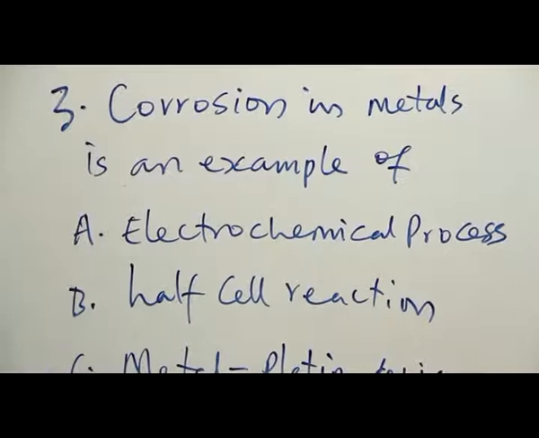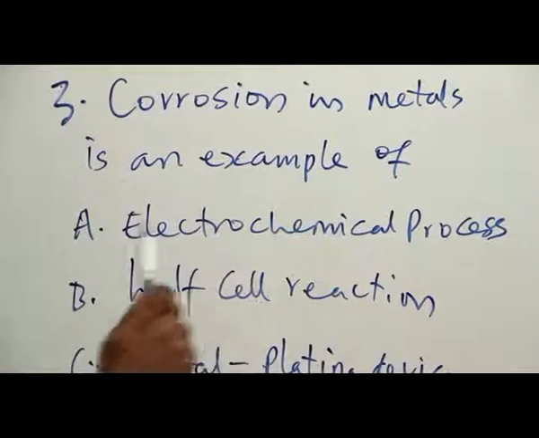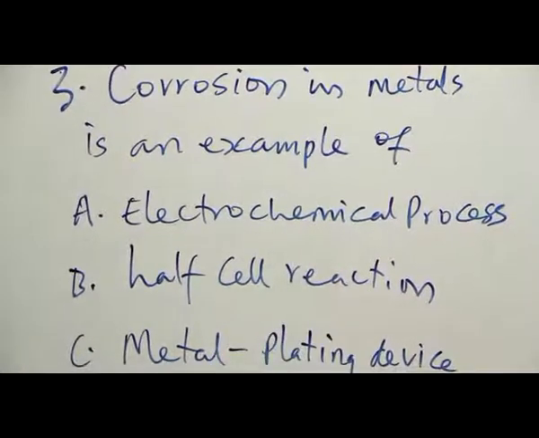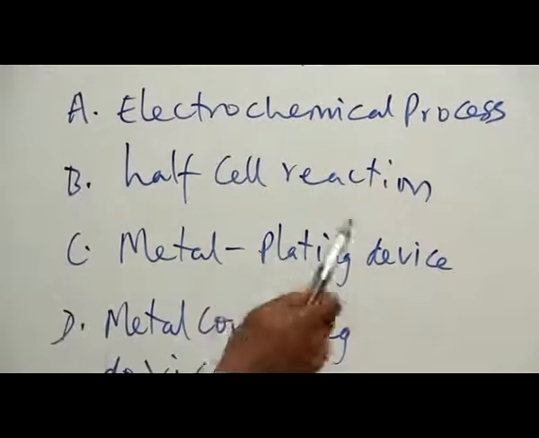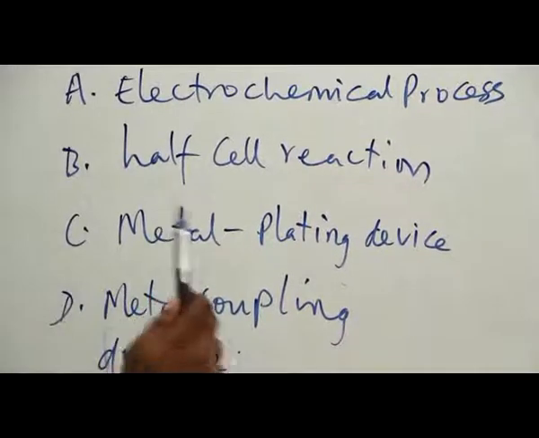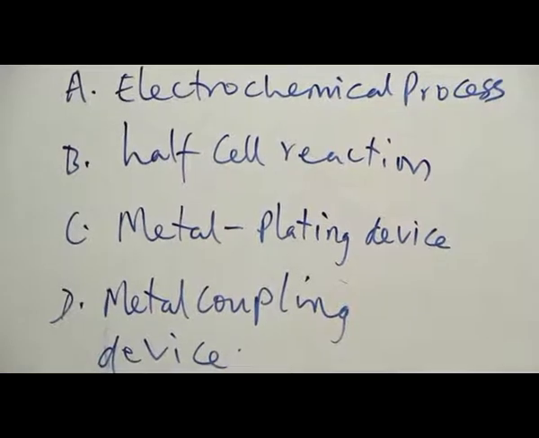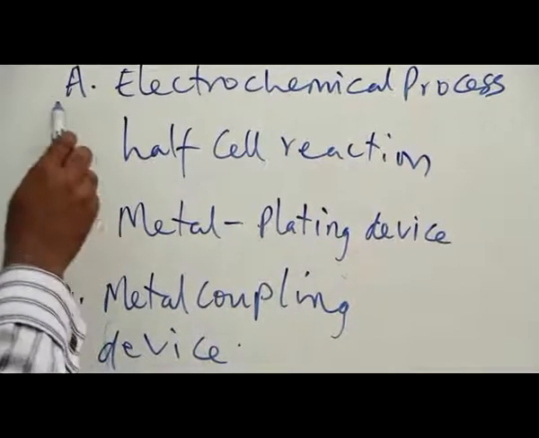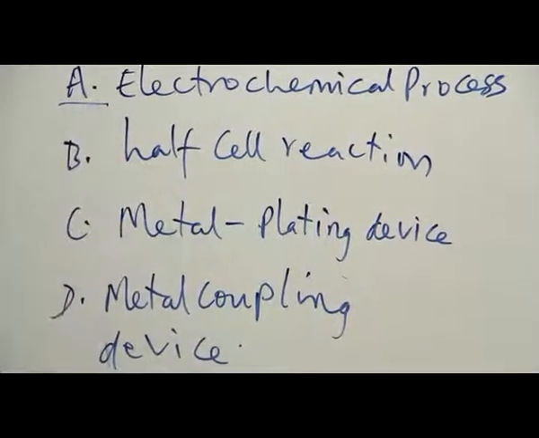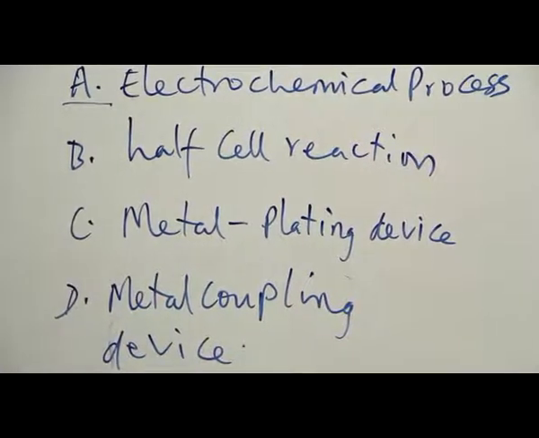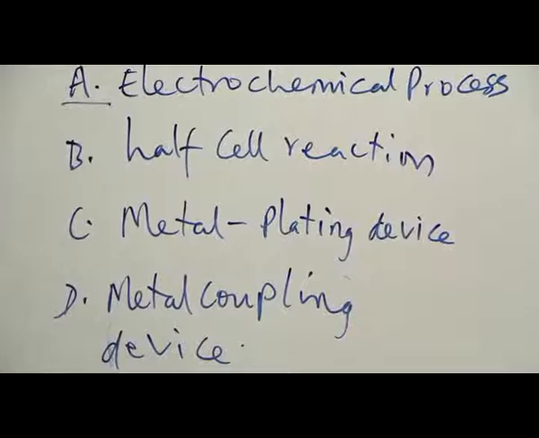Number 3. Corrosion in metals is an example of A. Electrochemical process, B. Half-cell reaction, C. Metal plating device, D. Metal coupling device. Option A is the correct answer, electrochemical process. Options B to D cannot be the correct answer because they are not examples of corrosion.